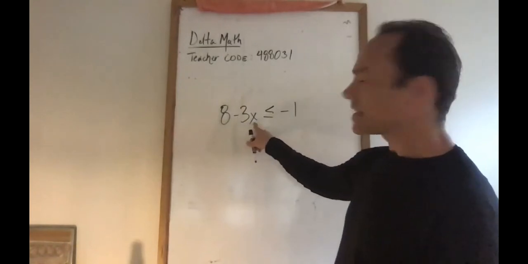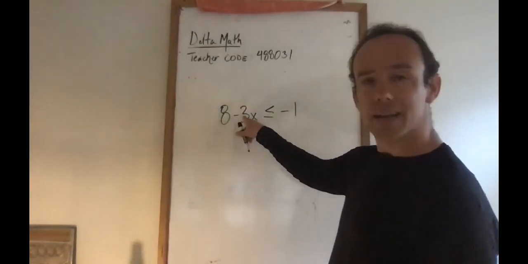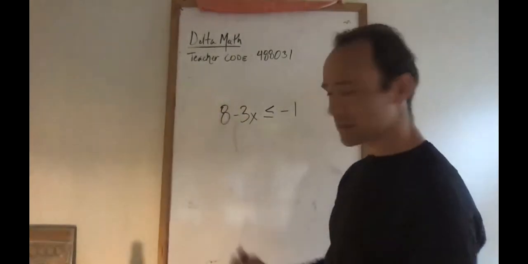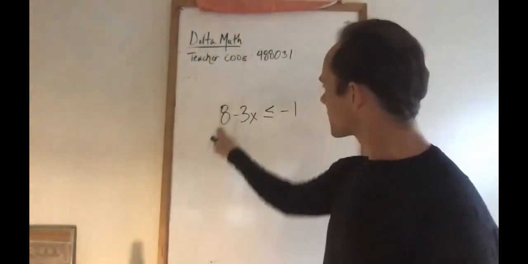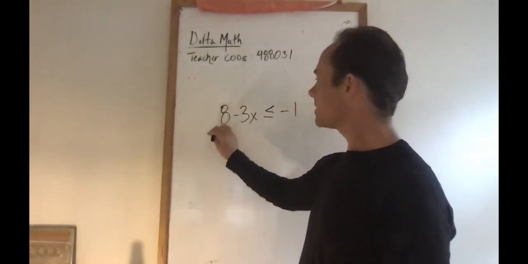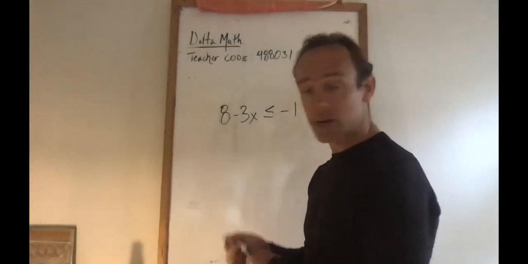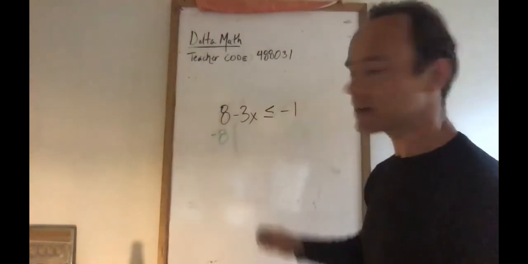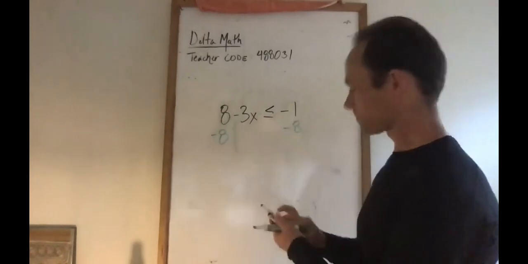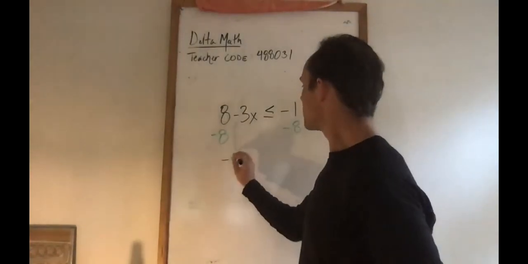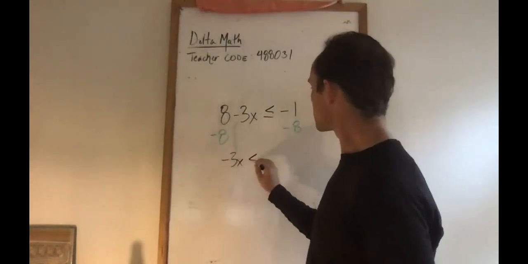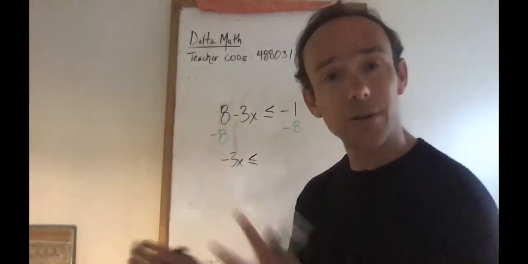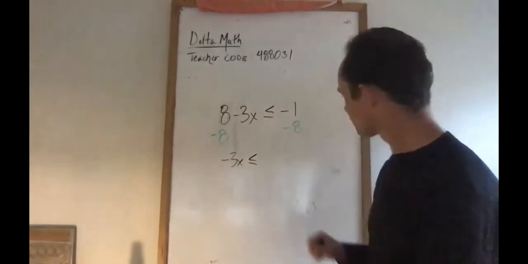So really, I'm taking x, I'm multiplying it by -3, and then adding 8, because this is a positive 8. So first thing we got to do is get rid of this positive 8. So I'm going to do that by a subtraction. So let's go -8. Okay, and I'll do that to both sides. So I get -3x is less than or equal to, because you're never going to flip the inequality when you add or subtract. All right?